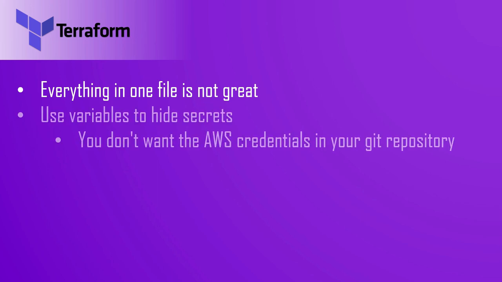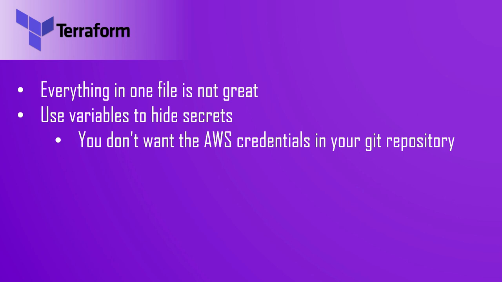We use variables to hide secrets. We don't want the AWS credentials in our Git repository, right? If we're just going to commit that file, together with our credentials, it is going to appear in the version control in our Git repository. And typically, we don't put credentials in our repository. So, we're going to move it to a separate file, and that separate file, we are not going to commit.